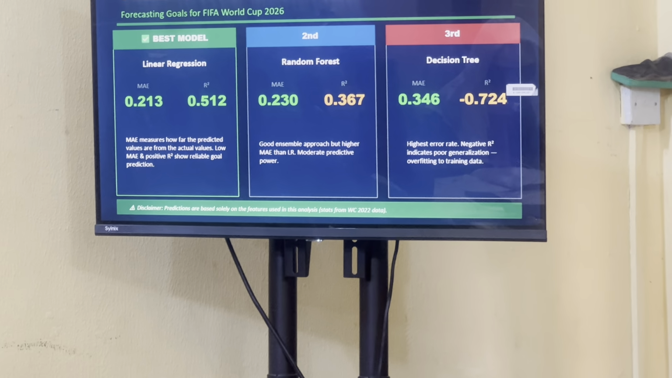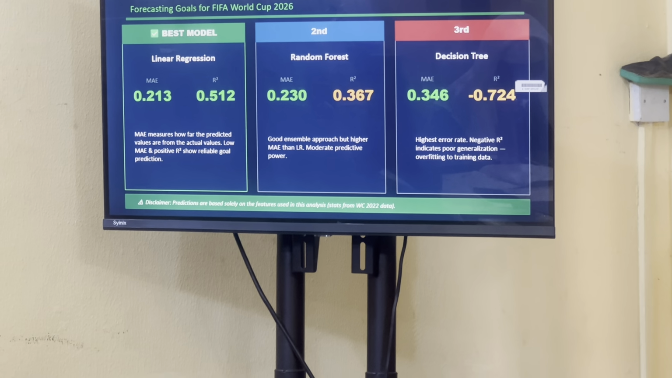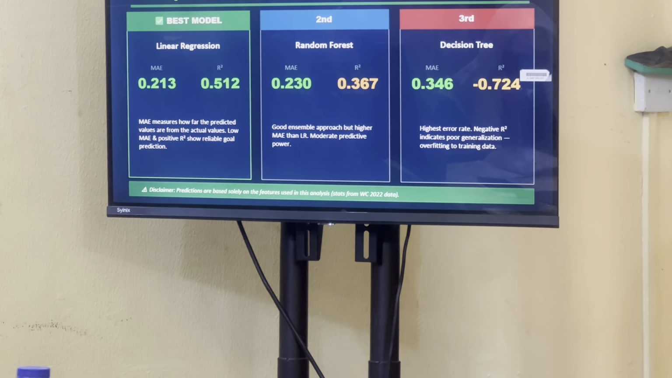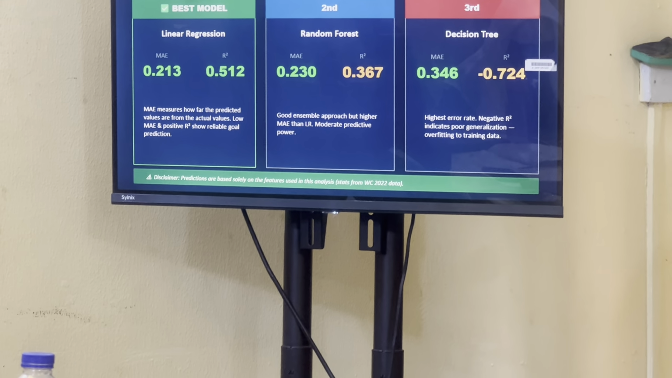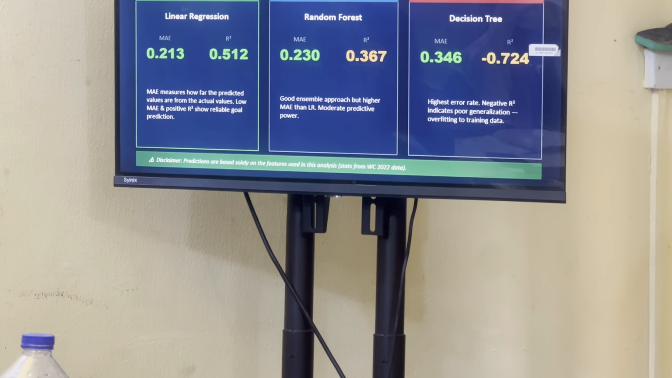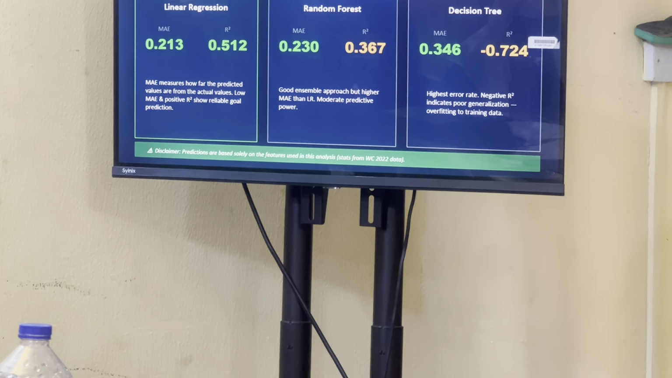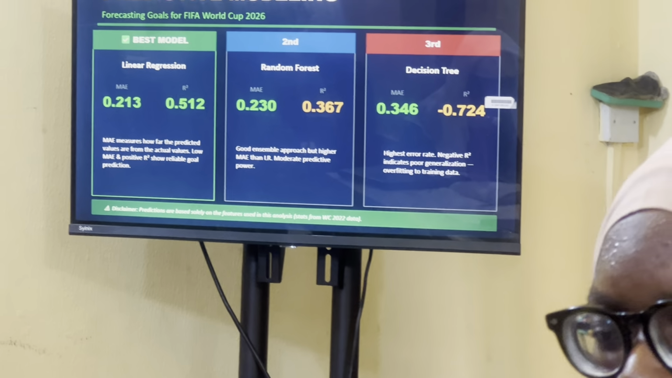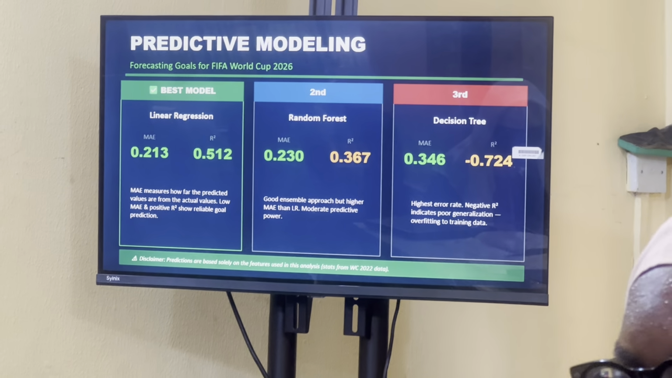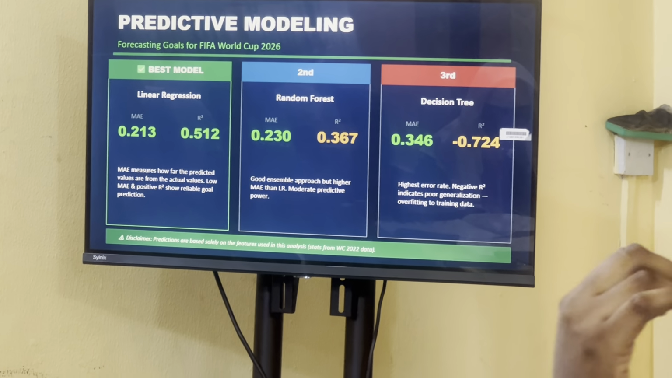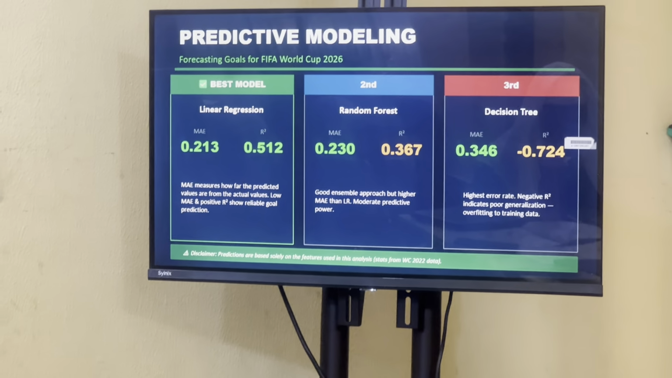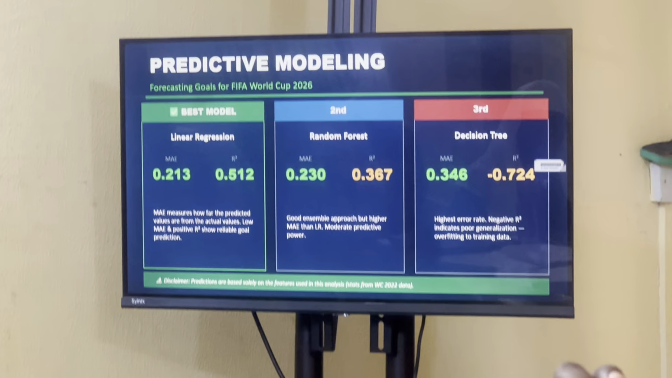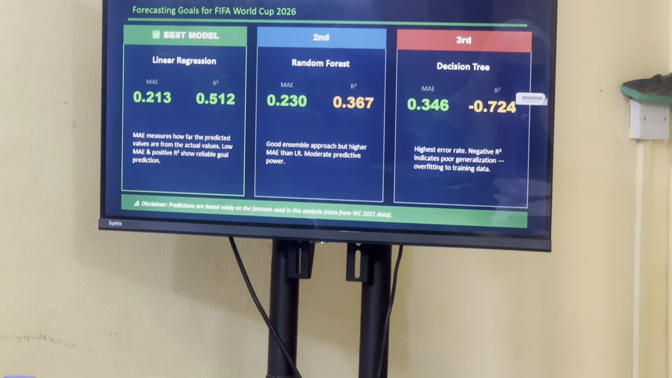MAE means the mean absolute error. This measures how far the predicted values are from the actual values. So the lower the MAE, the better the model. As you can see, linear regression had the lowest MAE, followed by random forest, followed by decision tree. So that's why I picked linear regression as my best model, because it had the lowest mean absolute error.